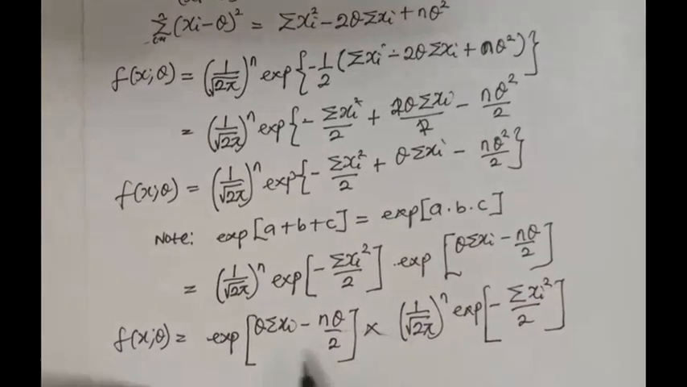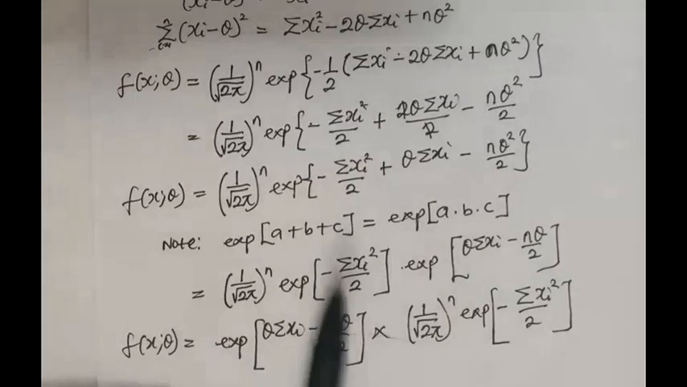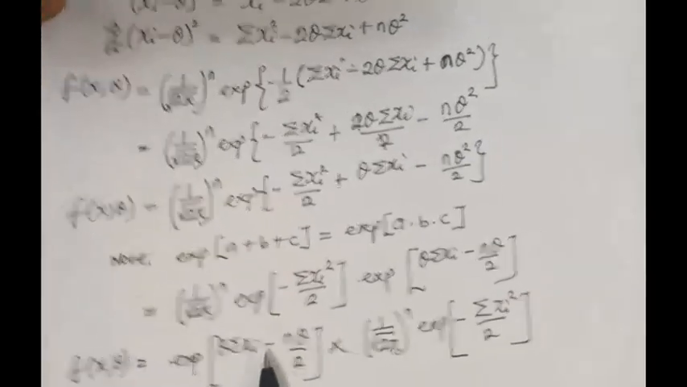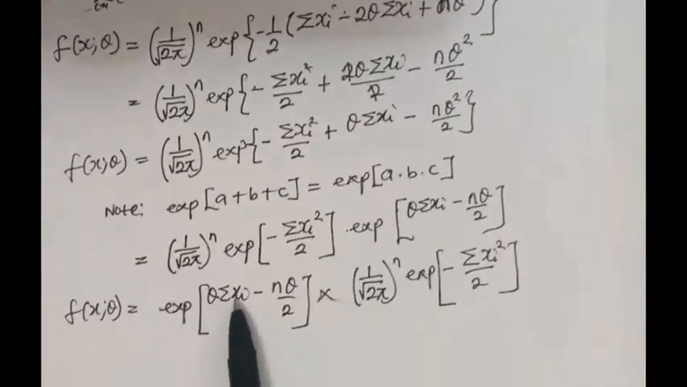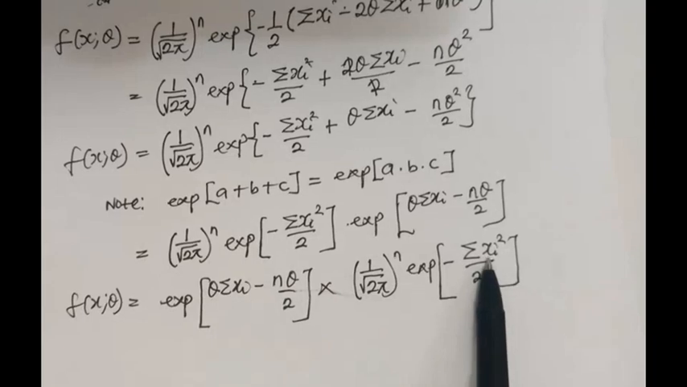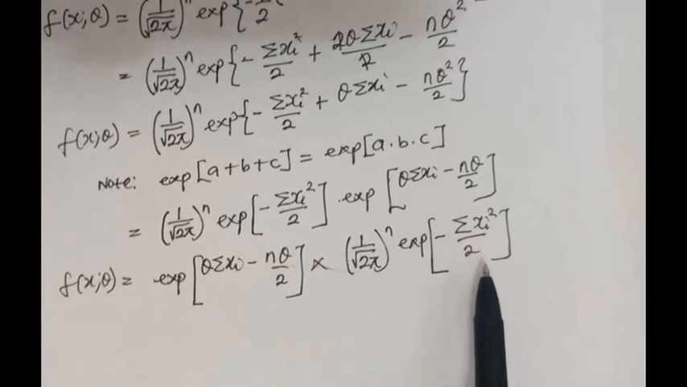Why we couldn't separate this is because there is theta behind it. So there is no way, it will be very difficult to separate this function. But this one is devoid of theta. So we just have x here alone. So we can factor them out.